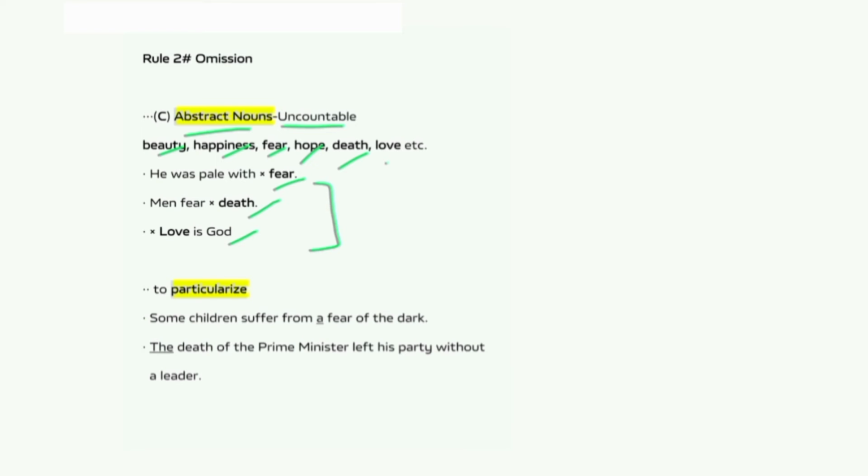But when we particularize them, like here in the sentence, some children suffer from a fear of dark, and the death of the Prime Minister left his party without a leader. In the sentence, we know the Prime Minister, we know whom we are talking about.